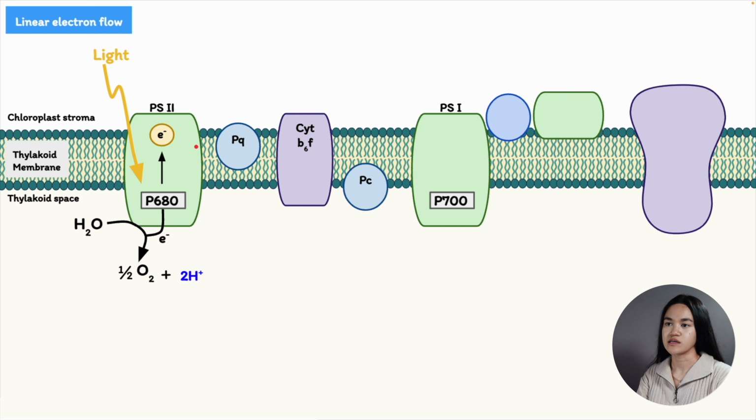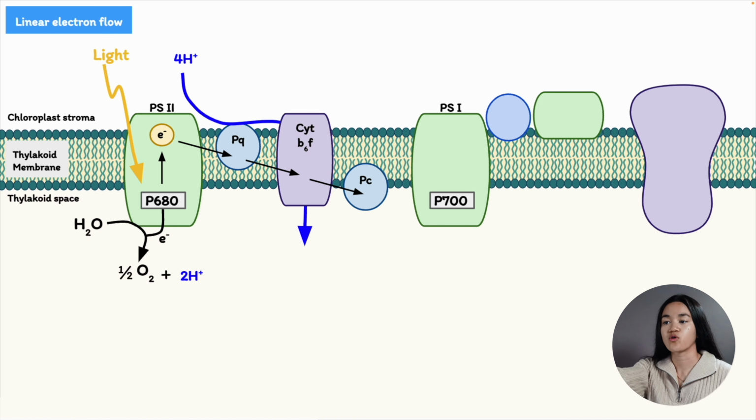When an electron leaves PS2, it's transferred to plastoquinone, PQ, then to a cytochrome complex, and finally to a protein called plastocyanin. If you've seen the cellular respiration lecture, this process is quite similar. As the electrons move through this electron transport chain, they go from a higher energy to a lower energy, and free energy is released. Some of this free energy is used to pump protons, hydrogen ions, from the stroma outside of the thylakoid into the thylakoid interior, this thylakoid space.